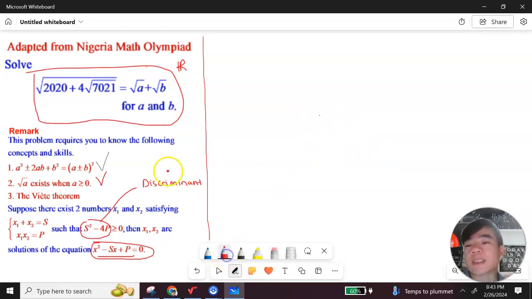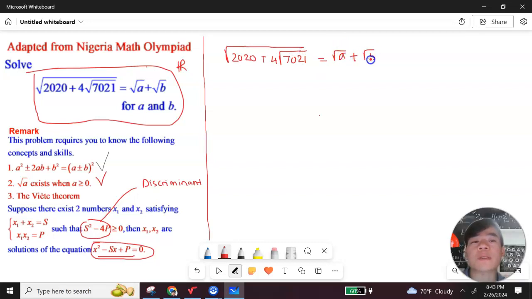So let's take a look at this one. I start from here, so I just rewrite this one. Root of 20 plus 4 root 21 equals root a plus root b.